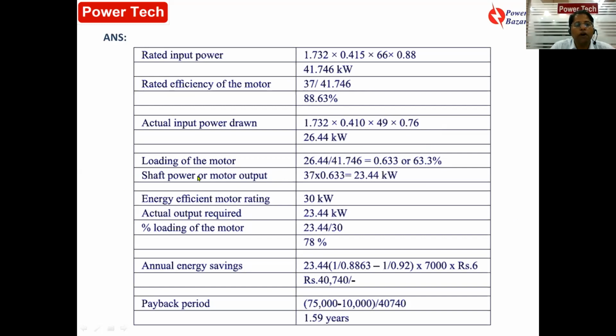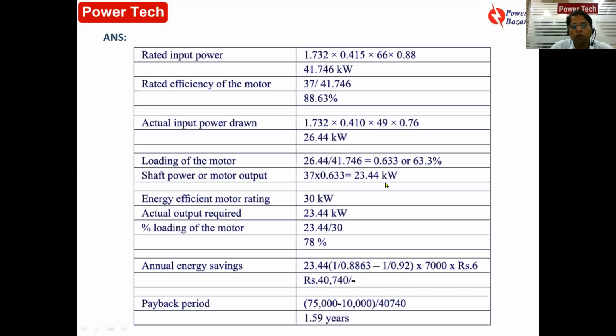Now shaft power or motor output will be how much? What is the rated power of the motor? Output power 37 kilowatt. So shaft power or motor output will be, since the motor loading is 63.3%, shaft output power also will reduce. So 37, that is the rated output power, into motor loading 0.633, that is the shaft output power.